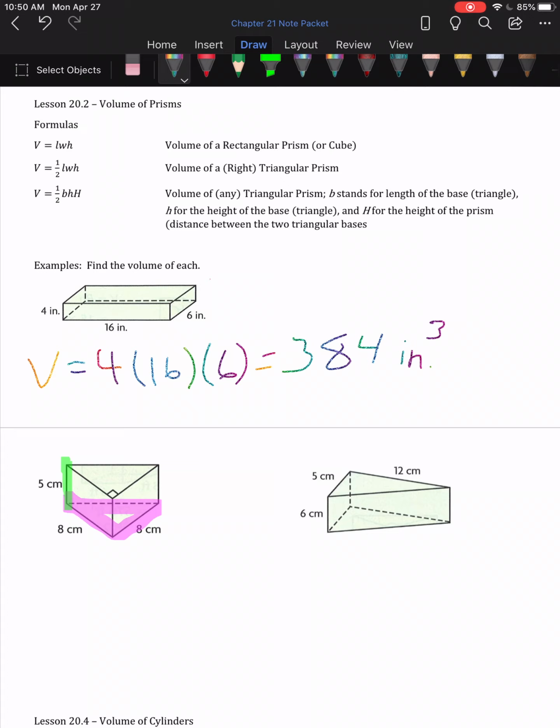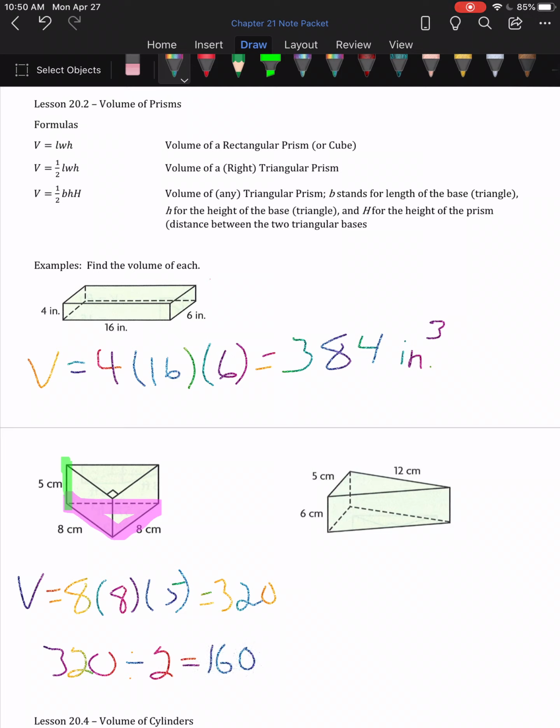In the simplest version of what I'm going to tell you to do, I say take all 3 numbers and multiply them together. So that's 8 times 8 times 5. That's 320. Then because this is a triangular prism, we're going to cut that in half. Half of 320 is 160. Unit of measurement is centimeters, and we put the cube, the exponent of 3, on the centimeters.